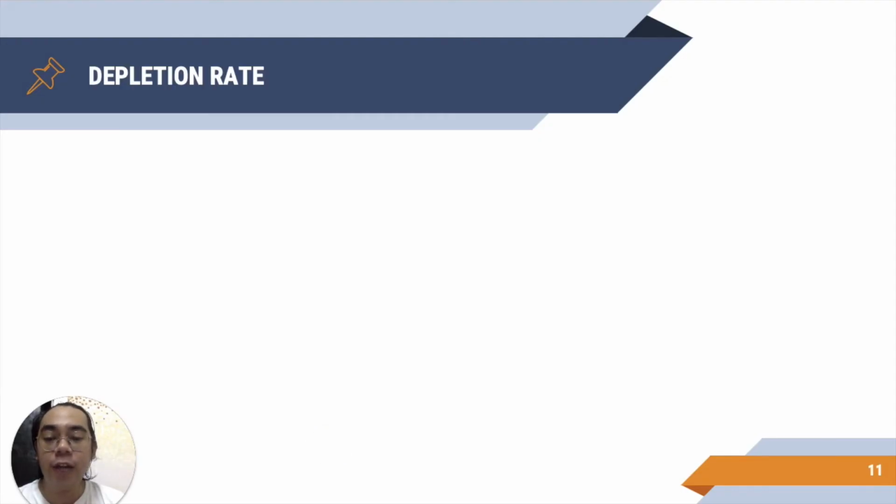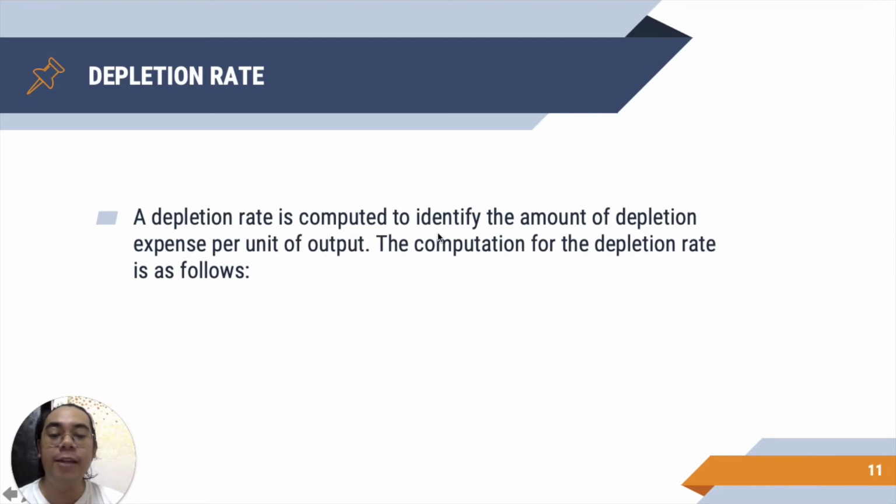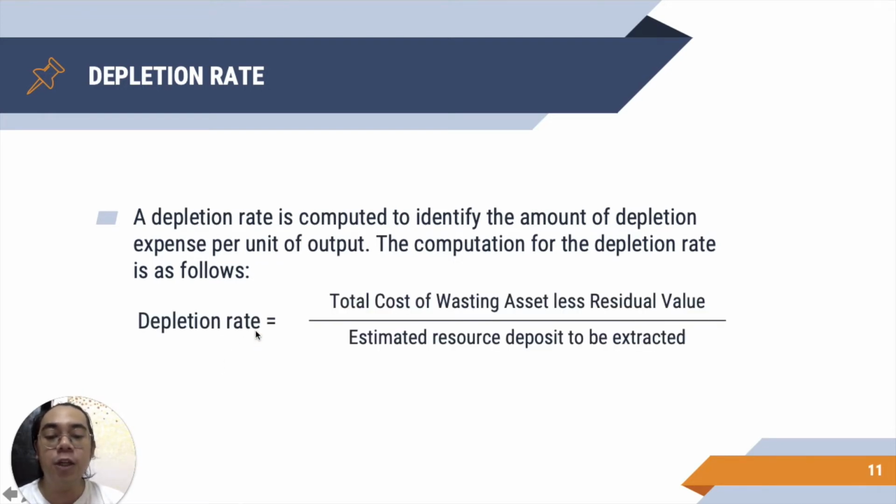The depletion rate, we first compute it to identify the amount of depletion expense per unit of output. This is the computation of the depletion rate. The depletion rate is equal to the total cost of the wasting asset less residual value divided by the estimated resource deposit to be extracted. So, kung ano yung makukuha nyong rate, yan yung i-multiply nyo sa ma-extract na resource every year para makuha natin ang total depletion expense for the year.